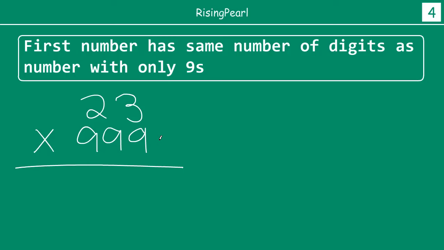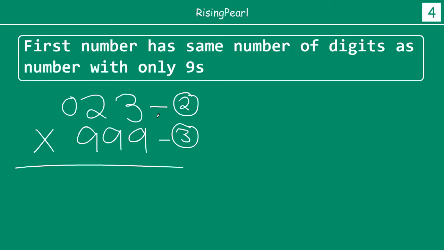First of all, 999 has 3 digits, right? 1, 2, 3. And this has 2 digits. So the first step tells us we are going to add leading zeros to make the number of digits the same. So we are going to add an extra 0 here. Remember, we are adding leading zeros. We know leading zeros do not change the number, right?